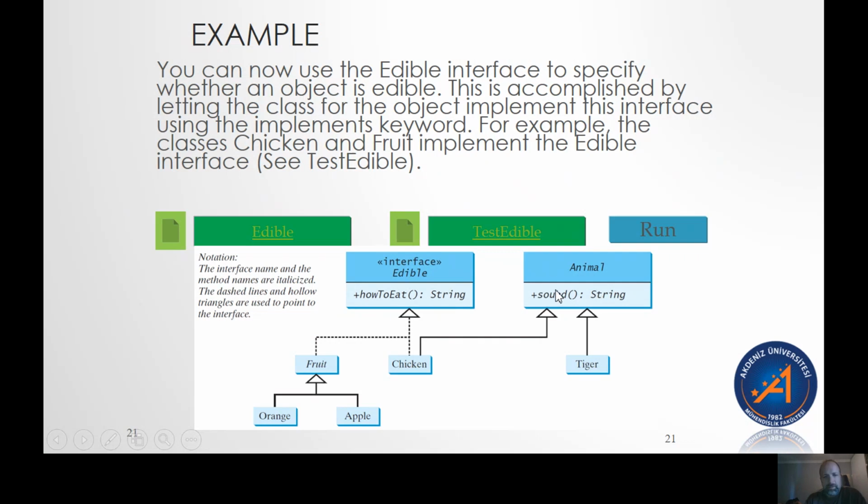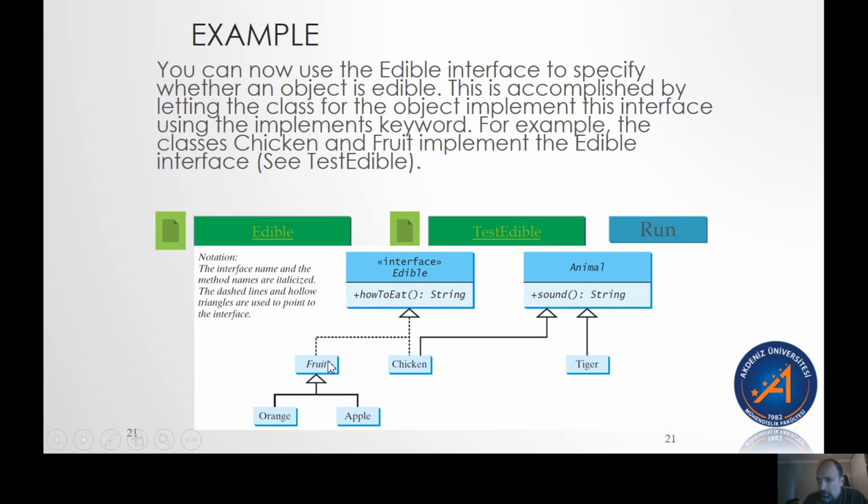All animals have a sound, right? So we cannot create an object of type animal. We can create an object of type tiger. We can create an object of type chicken. So a chicken is also an animal. But a chicken is also food, right? So a chicken is edible. Now a fruit, it's not an animal, but fruits are also edible. Even though my son doesn't eat them, they are edible.